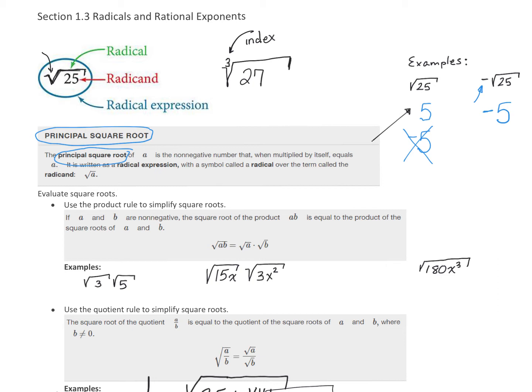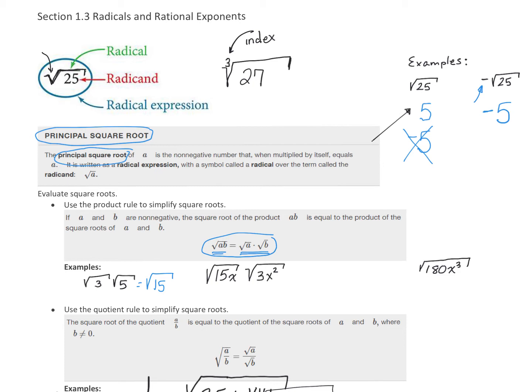We want to be able to multiply radicals together, and to do that, we use this rule here that says, if you have a product a times b under a radical, you can break that product up as the square root of a times the square root of b. Also, it says if you have two things that are the same radical, you can put them back together and multiply the radicands. So in this case, root 3 times root 5 is root 15.